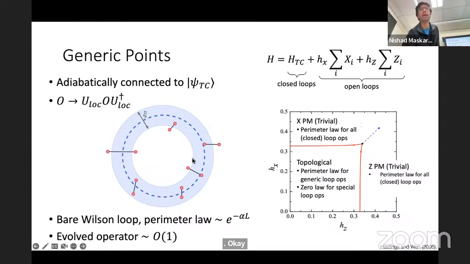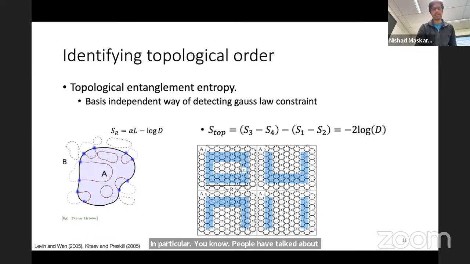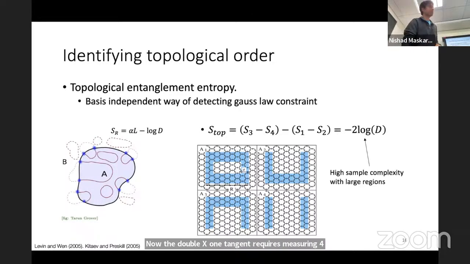Okay, cool. So let's keep going. There are other ways that people have discussed identifying topological order that can handle this finite density of fluctuations. In particular, people have talked about measuring the topological entanglement entropy. Now, the topological entanglement entropy requires measuring the entropy of four regions, and then taking the difference of these quantities. However, this observable also has really high sample complexity when you're looking at large regions. In particular, to measure the entropy requires taking the log of a very small number, and not only that, you're also taking the difference between the logs of these very small numbers. So this is very hard in practice.